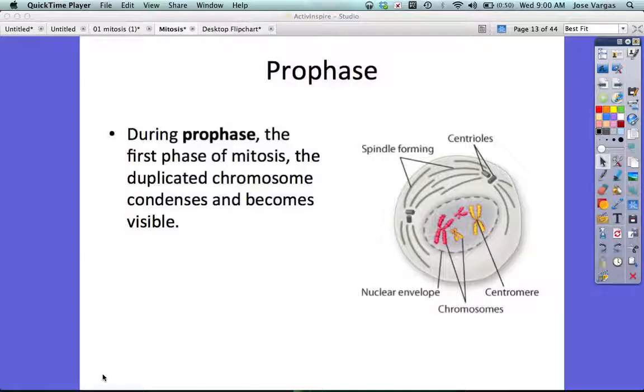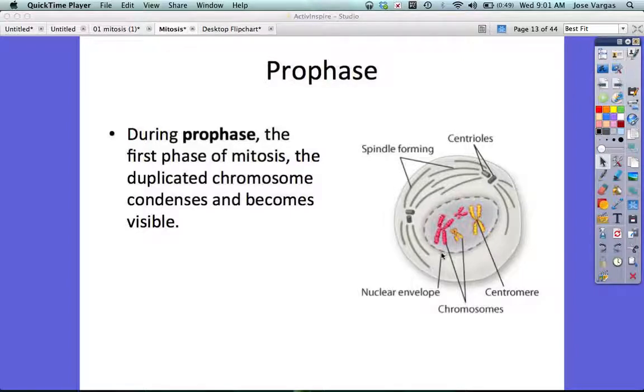And during prophase, the duplicated chromosome condenses, so it means that it becomes more visible. It's short and very visible. Before, it was in the form of chromatin, it was just all over the place. But in prophase, they start taking shape. This is more efficient, so the cell can divide faster. So here's just prophase. It's getting ready for the process of mitosis.